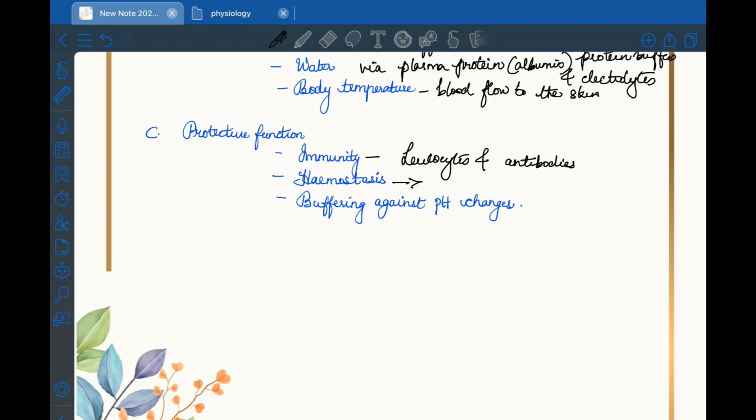So, here the platelets as well as coagulation factors will prevent excessive blood loss after an injury. Then buffering against pH changes means blood will buffer against acidic environments as well as basic environments and the toxins via the plasma proteins.